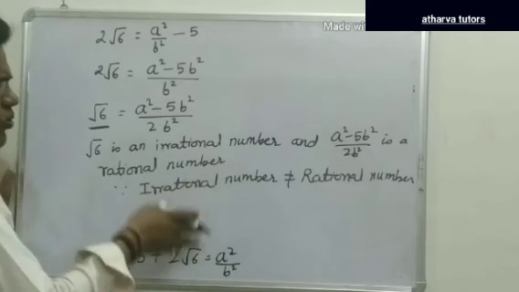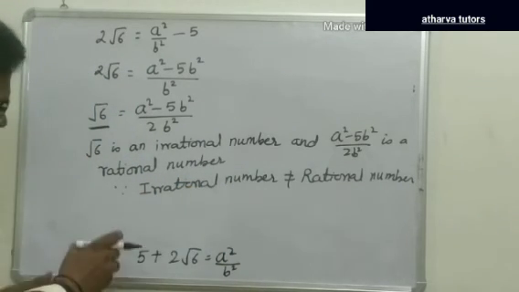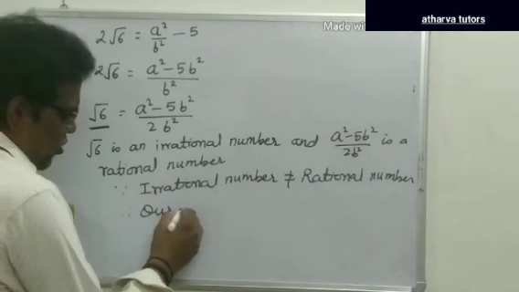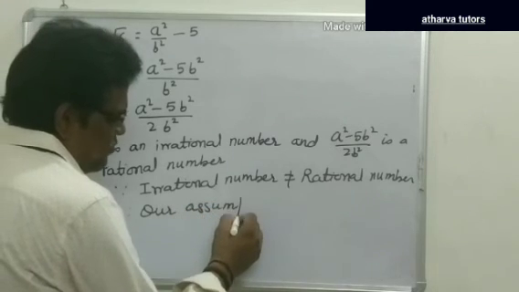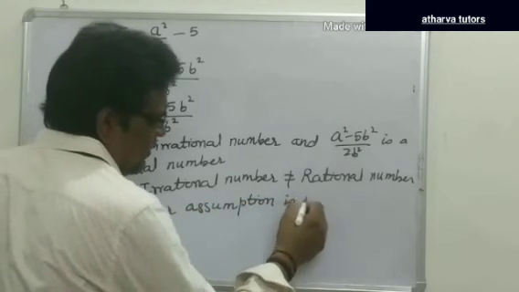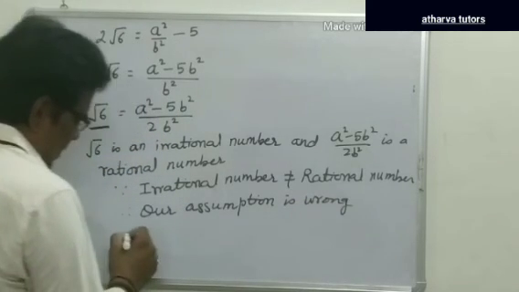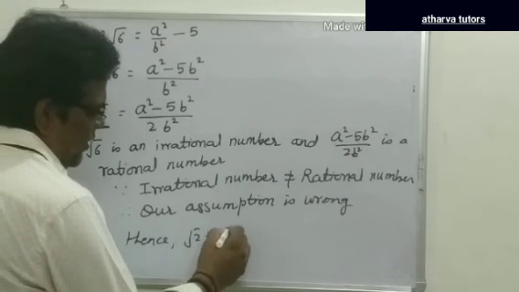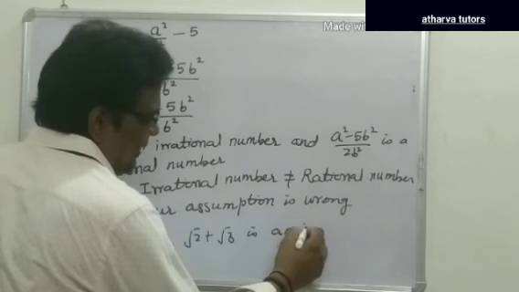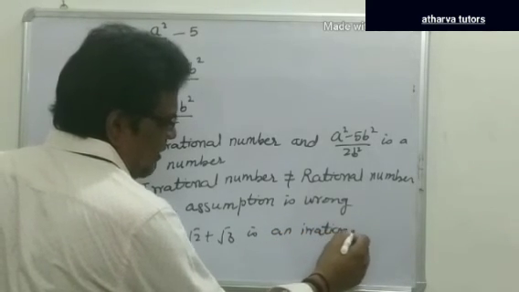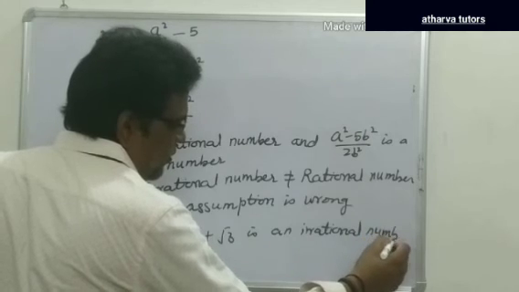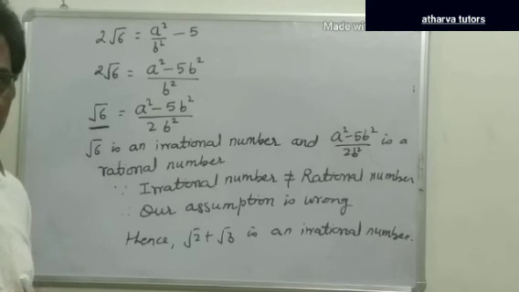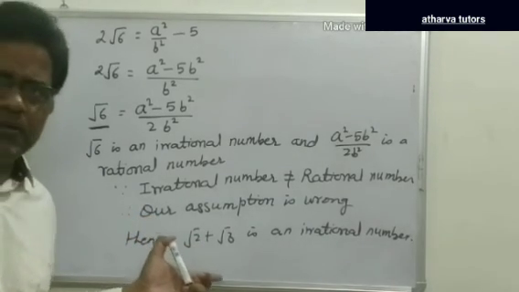Now since this is not equal, our assumption is wrong. So we write, therefore our assumption is wrong. Hence root 2 plus root 3 is an irrational number. So this way, dear students, you have to solve the question. I will zoom it so that you can see.